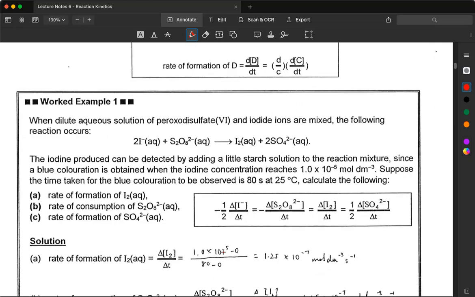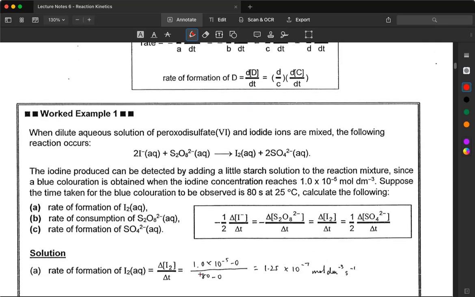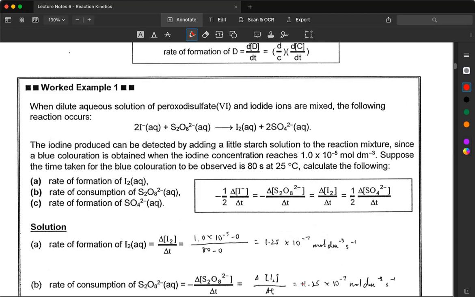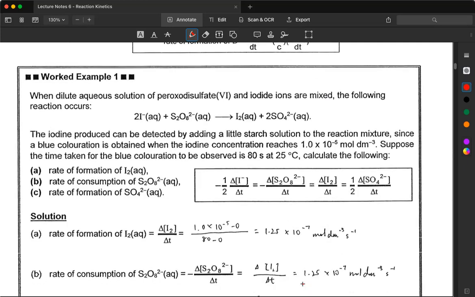Now, to calculate the rate of formation of iodine, we take the concentration of iodine, divide by the time taken, which is 80 seconds. So the answer is 1.25 × 10⁻⁷ mole per dm³ per second. To calculate the rate of consumption of S2O8²⁻, we use this equation, which is equivalent to this, which is the same.